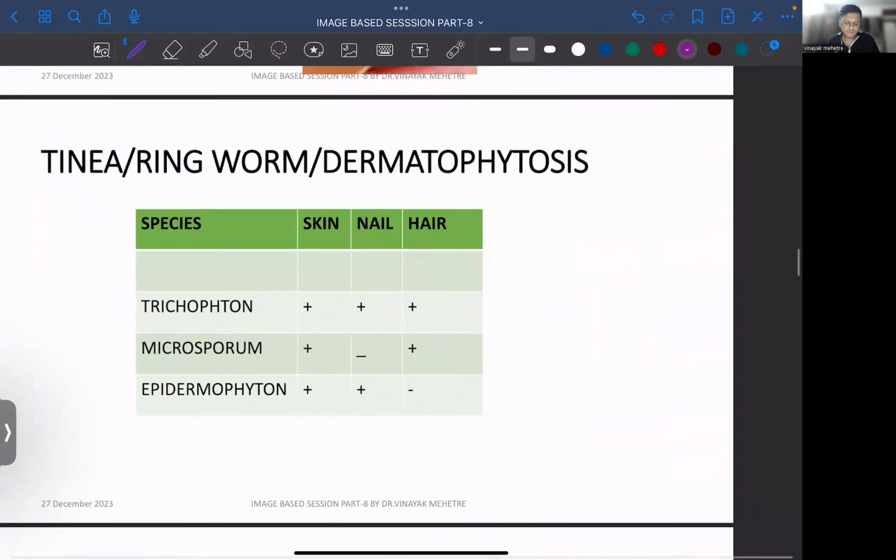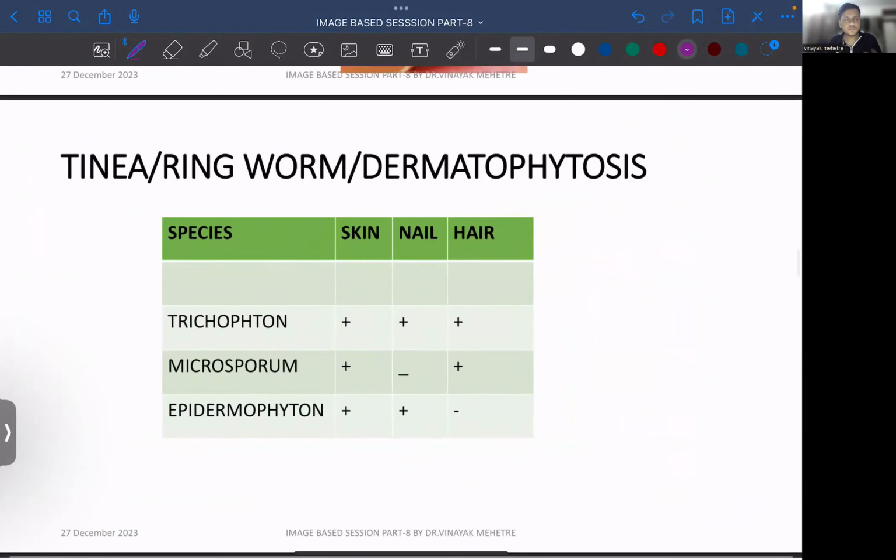Now we come, that was all about viruses that you need to know. Now we come to fungal infections, and this is important. Okay, this is important. Now, which type of fungal infection will involve which part of the body? Okay, trichophyton. Tricho means 3, right? Tri means 3, right? So it will involve 3 all.